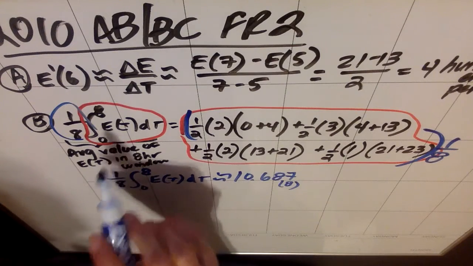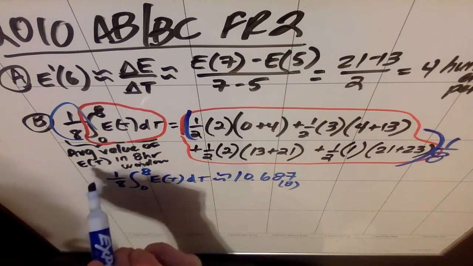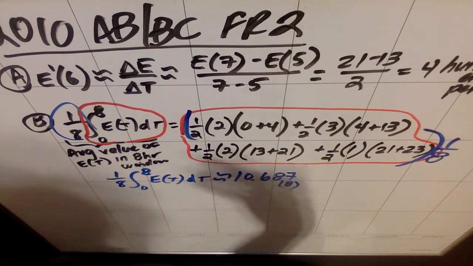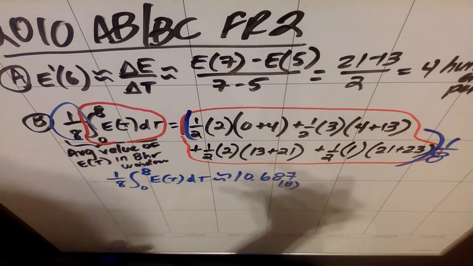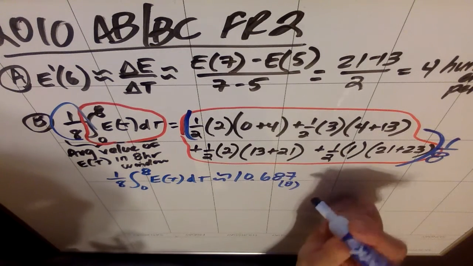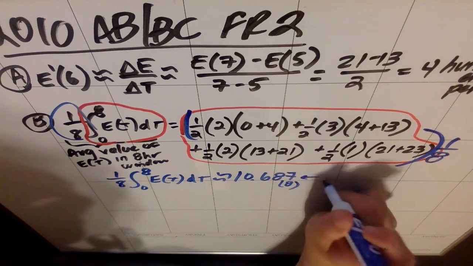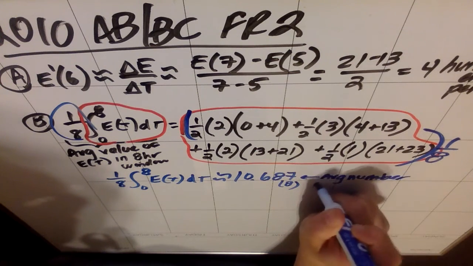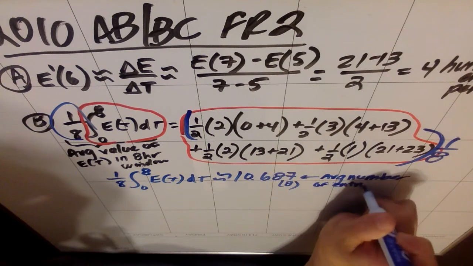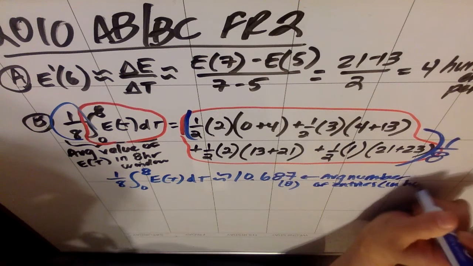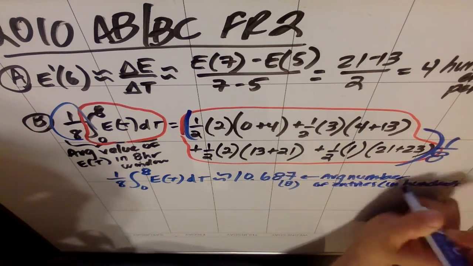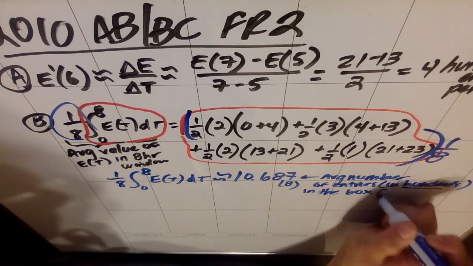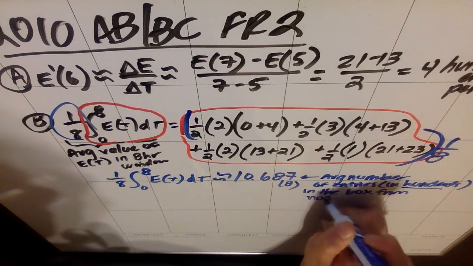Now, because this is the average value of E of t, and E of t represents the entries, right? This is saying the average number of entries in hundreds, right, in the box between noon and 8 p.m. So this is the average number of entries in hundreds, right? So I'm going to make clear that it's in hundreds, in the box from noon to 8 p.m.